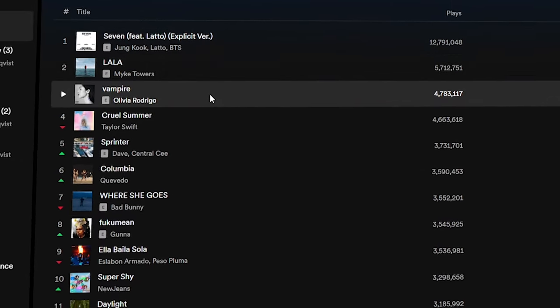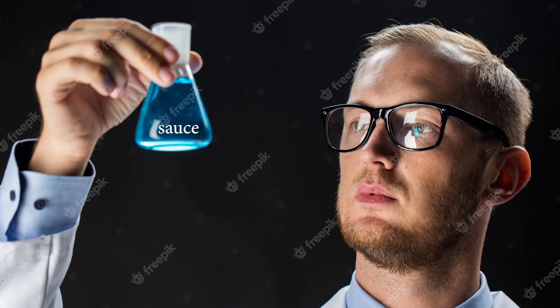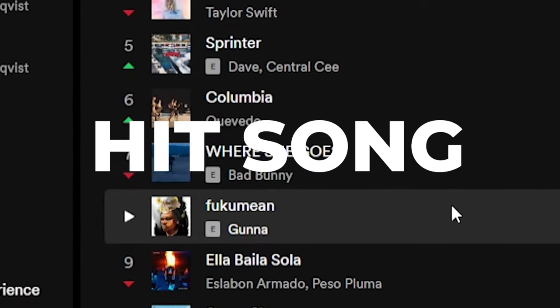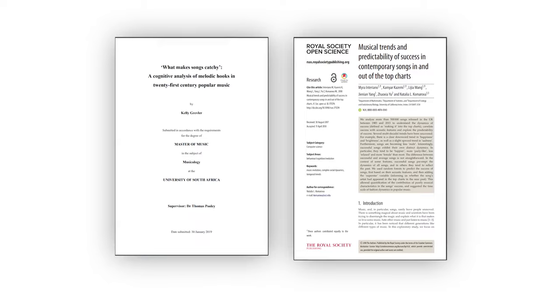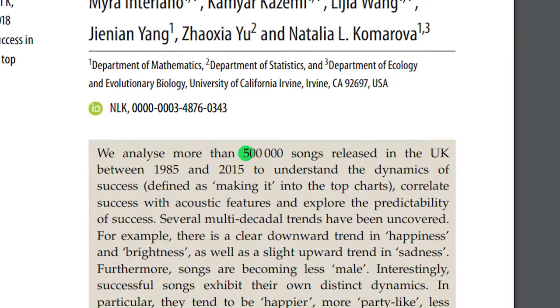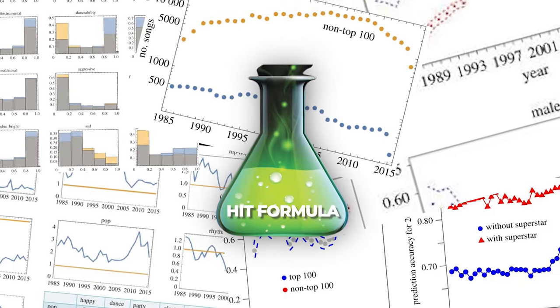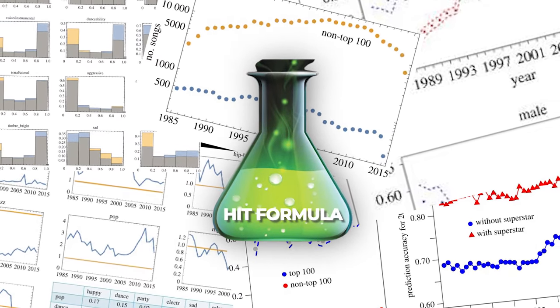What if I told you there is a specific formula or sauce that can create hit song after hit song? In this video, I'll be revealing all the juicy findings from two studies that together analyzed over 500,000 songs to find out what distinctive features hit songs and hit melodies have in common. So let's get into science.